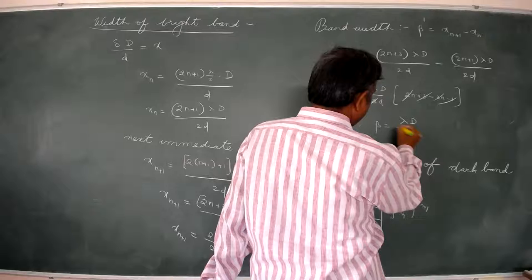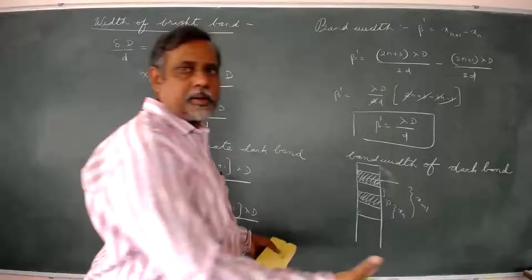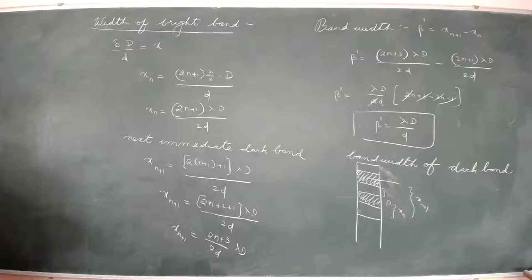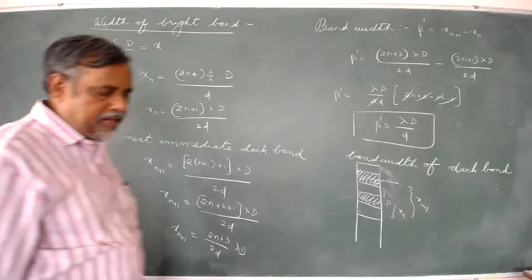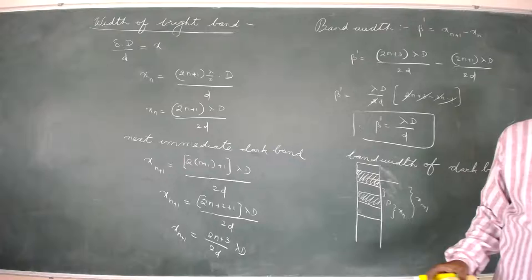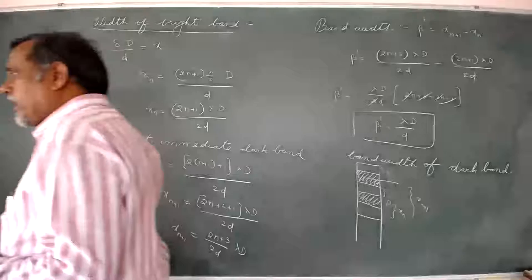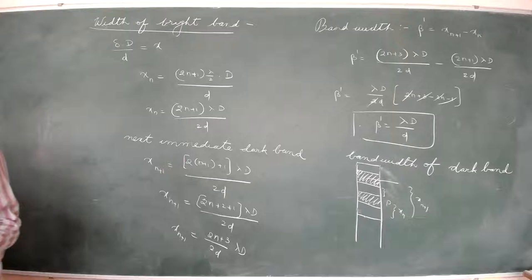So what is this beta dash? Earlier, beta. During the interference pattern, whether you take bright band formation or dark band formation, the width of a bright band and the width of a dark band will both be equal. So lambda capital D by small d, where lambda stands for the wavelength of light used during this experiment, capital D is the distance of the screen from the slits, and small d is the distance between the two slits.